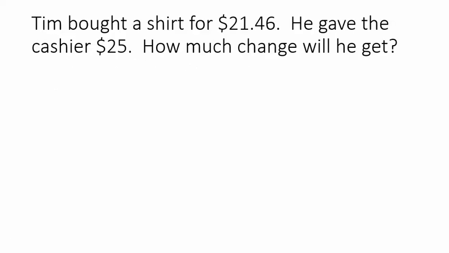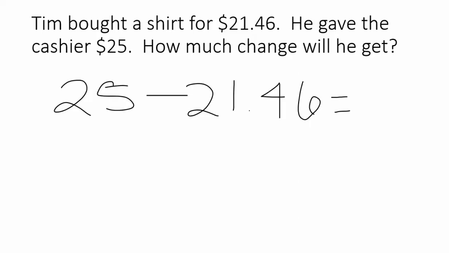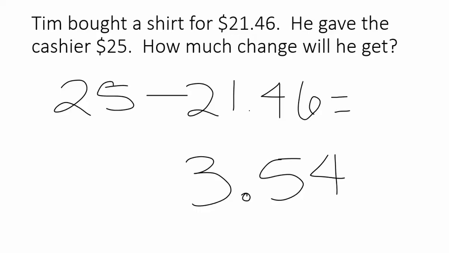Let's do this problem. Tim bought a shirt for $21.46. He gave the cashier $25. How much change will he get? We can answer this problem by subtracting 25 minus $21.46. Using your calculator, you would find that that is 3.54, or $3.54.